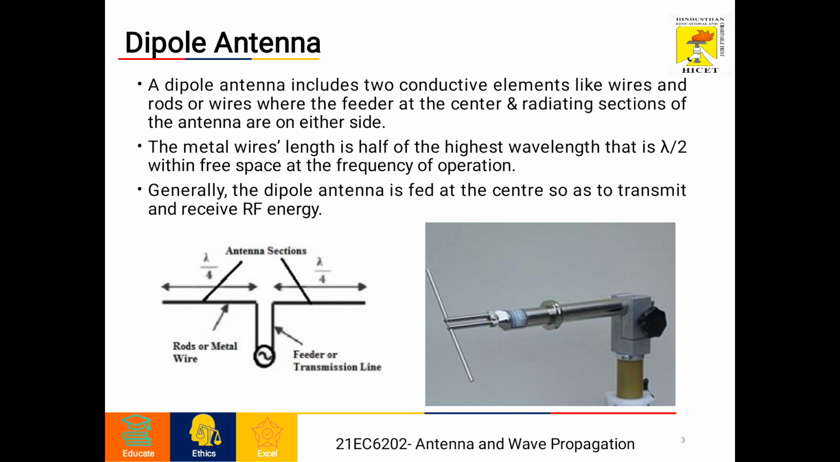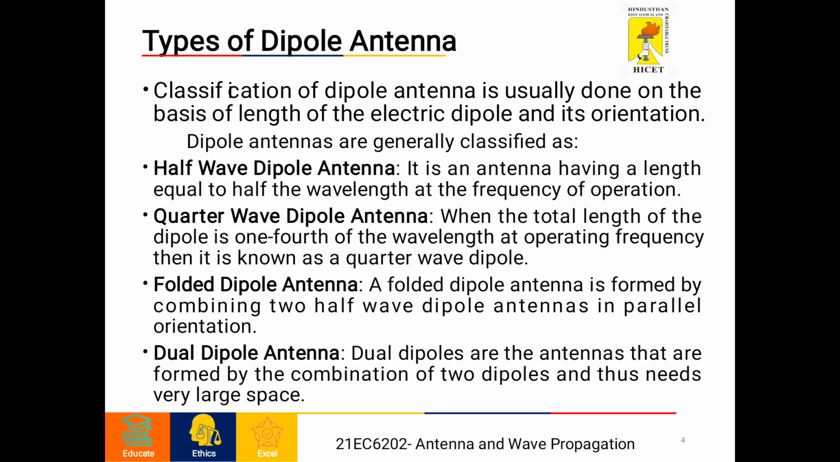The metal wire length is half of the highest wavelength, that is lambda by 2, within free space at the frequency of operation. Usually the dipole antenna is fed at the center so as to transmit and receive RF energy.